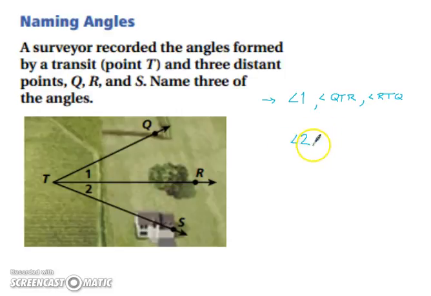Same thing with angle 2. You can label it as angle RTS or angle STR. But they're all the same angle, so we need 3 different angles here. So we can do QTS, so angle QTS, or you can go with STQ.